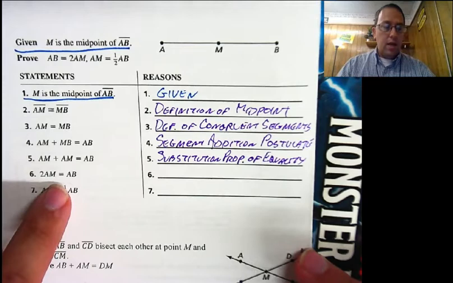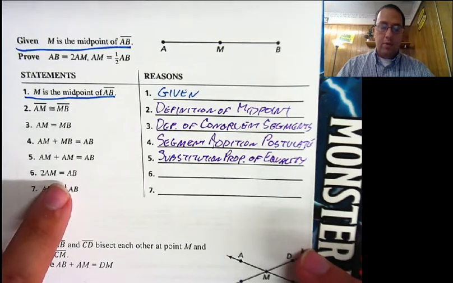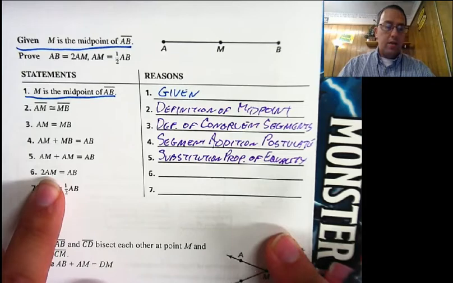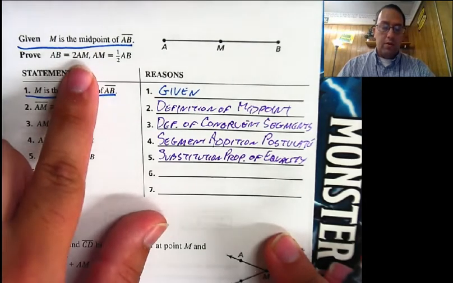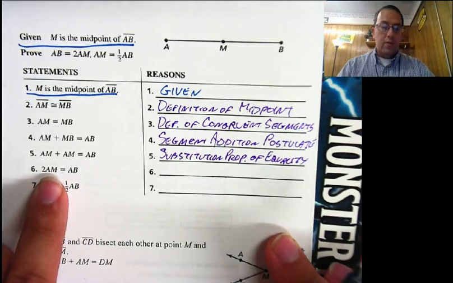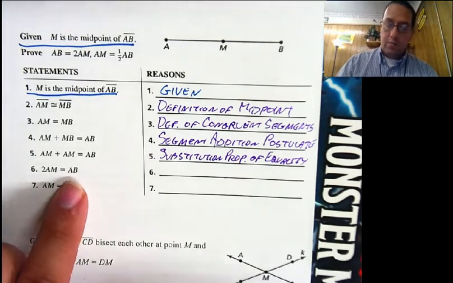So next line, they have 2AM equals AB. So we had AM plus AM, and we're just combining that to say 2AM, which is what we're looking to find, right? 2 times the length of AM equals AB. 2 times the length of AM equals AB. That's what we were asked to prove.